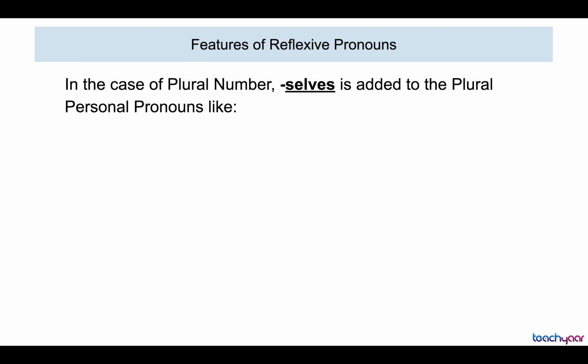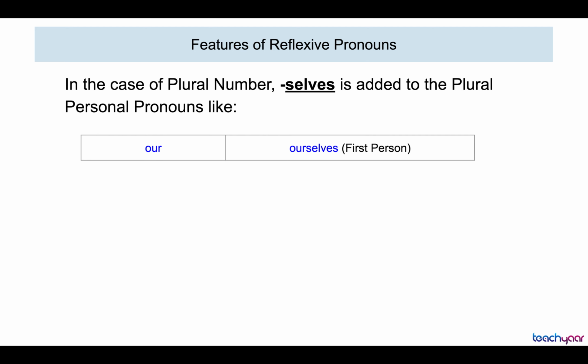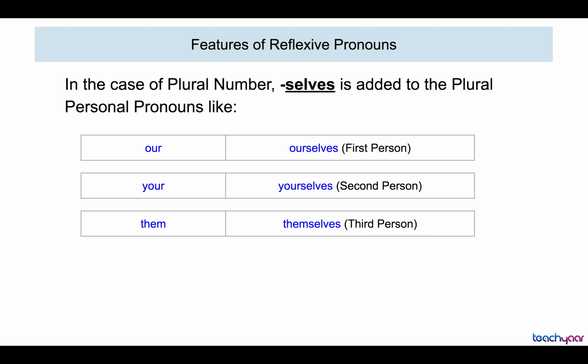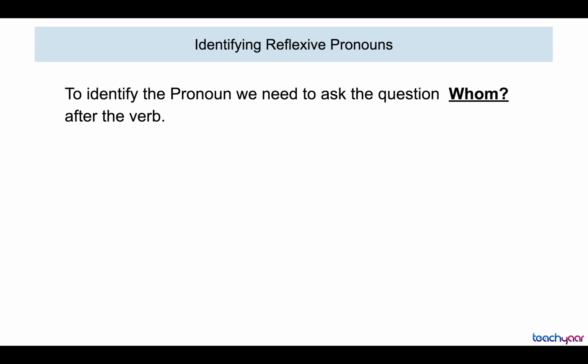Now what happens when the number is plural? So instead of self, we add the plural, which is selves. Let us see. Our. It is first person, and now what do we do? We add selves, ourselves. Your, second person, we add selves, yourselves. Them becomes themselves. So this is how we add selves to the personal pronouns which are plural.